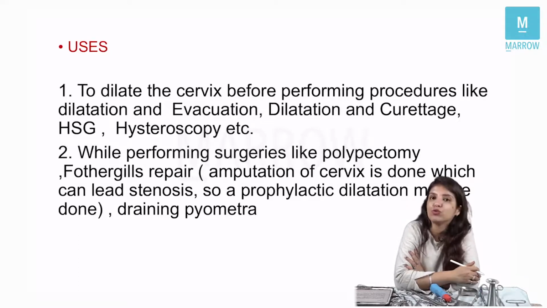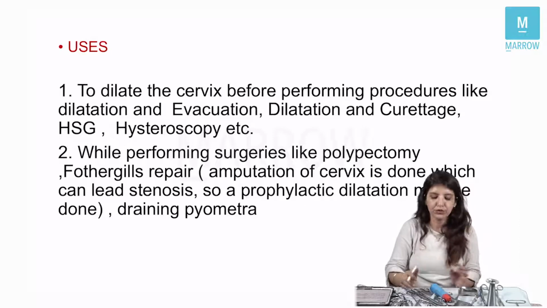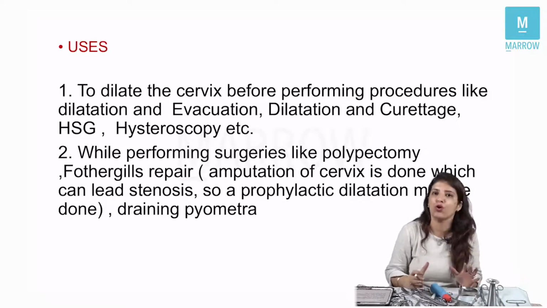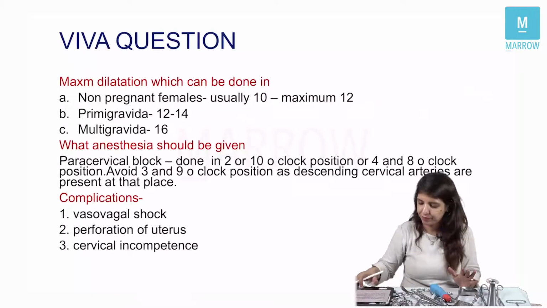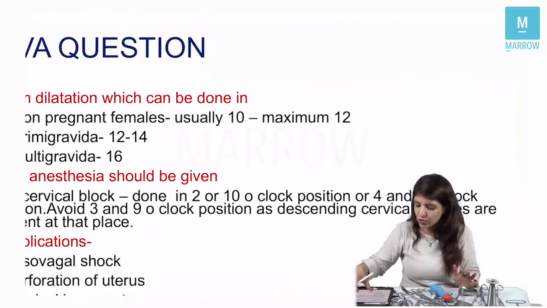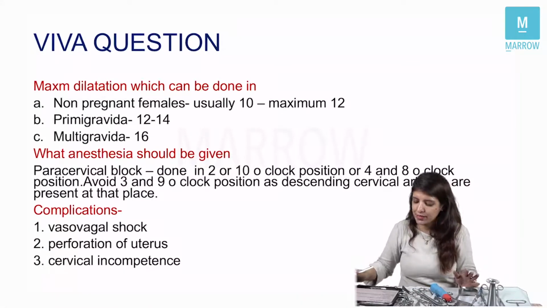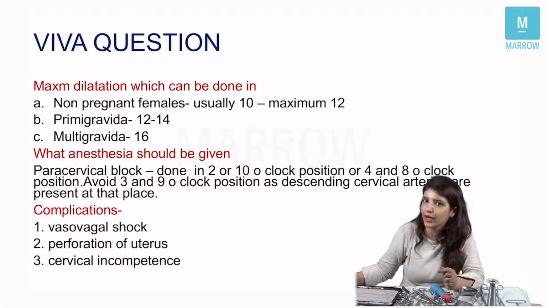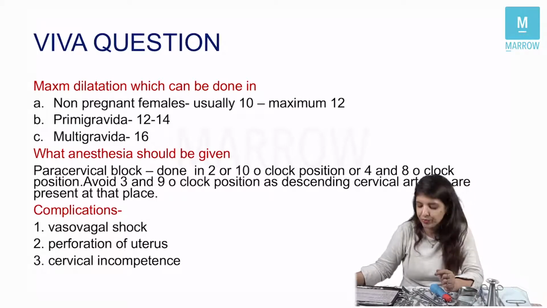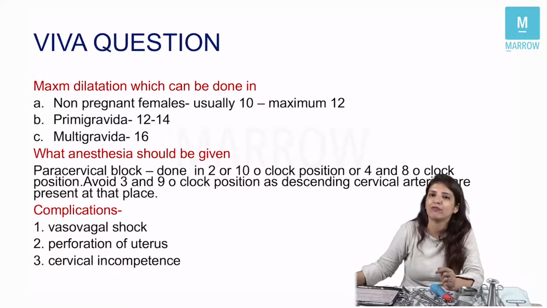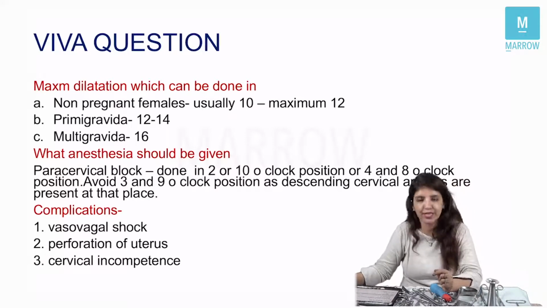And also you will have to dilate the internal os when you have to drain pus from the uterus, like in case of pyometra, right? So these were the uses of Hagar's dilators. Now, viva questions which can be asked on Hagar's dilators are: what is the maximum dilatation which can be done in a non-pregnant female? In a non-pregnant female, usually we dilate up till number 10, but maximum you can take it up till 12. Then in a primigravida female, you can go up till 12 to 14 number, and in a multigravida female, you can go up till 16 number dilatation.